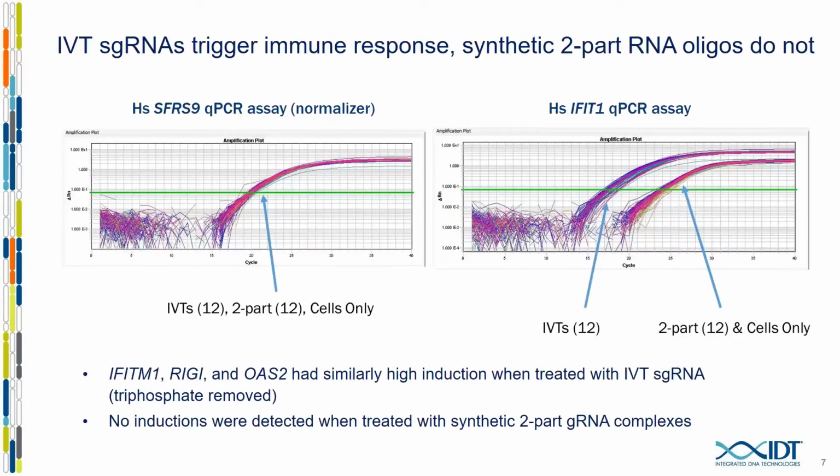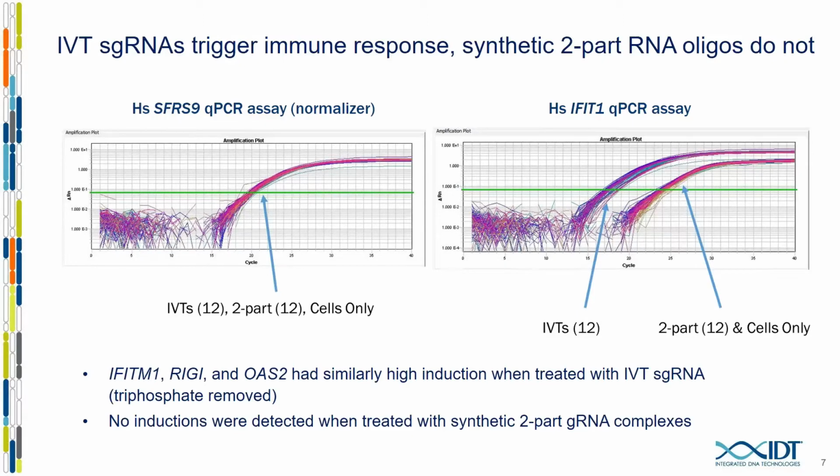And looking a little more closely at the transcriptome, on the left-hand side here, what we're looking at is a qPCR assay for a human normalizer gene, SFRS9. This is a control where we don't expect the levels to vary no matter what we do. And you can see all of the data points are on top of one another, the IVTs, the two-part, and the cells only, exactly as we would predict.